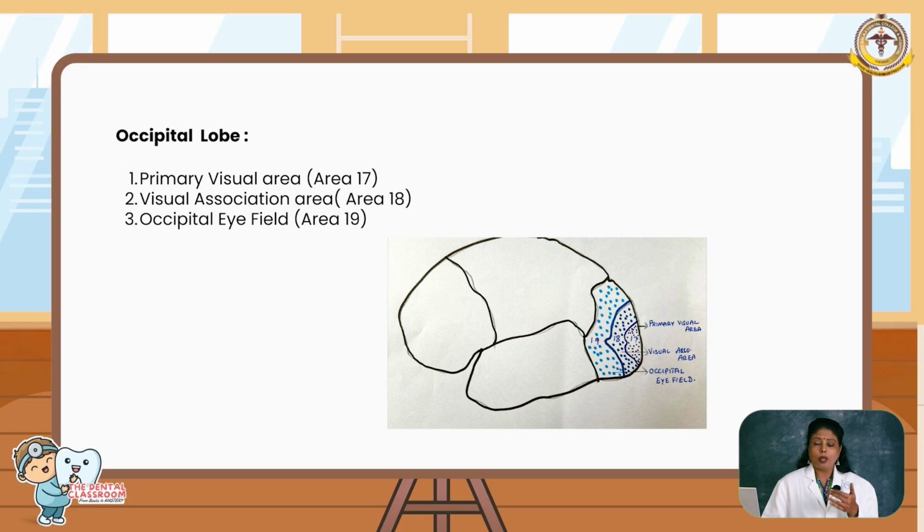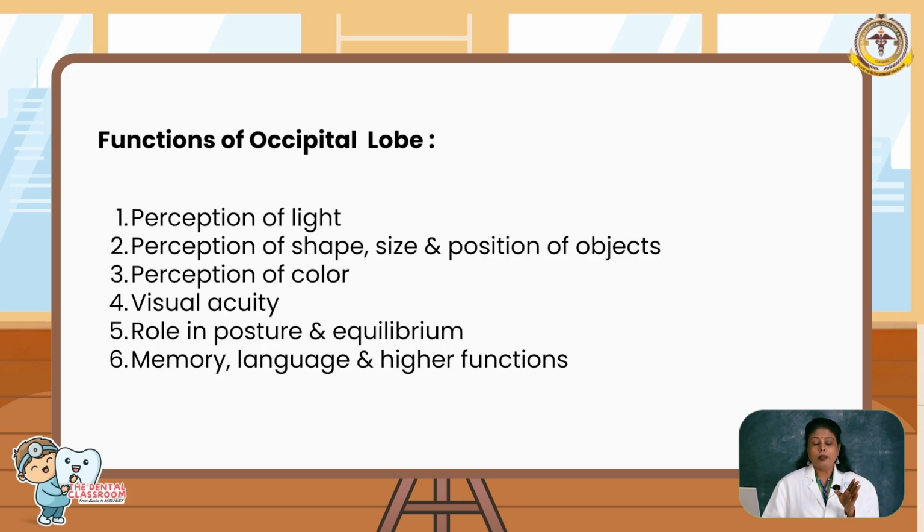Finally, we will see about the occipital lobe. There are 3 areas: primary visual area, area 17, visual associatory area, area 18, occipital eye field, area 19. These are the 3 areas in the occipital lobe. And this is involved in the perception of light, perception of color, perception of shape, size and position of the object. And also it is involved in the visual acuity, that is depth of vision. Then it is involved in the role of posture and equilibrium, and it will also help in the memory, language and other higher functions.